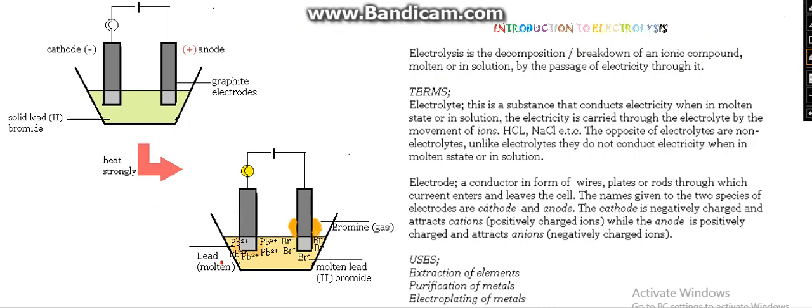Now, the uses of electrolysis. A lot of uses, but I'll highlight a few of them. Extraction of elements like aluminium, purification of metals, and electroplating of metals. Electroplating of metals is the most widely used application of electrolysis. Very common: silver-plated saxophones, chromium-plated plates, spoons, etc. It is one major use of electrolysis. I will explain it further in other videos.